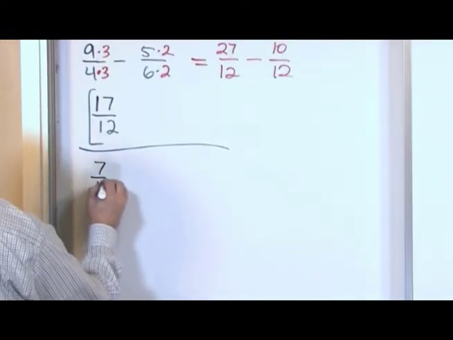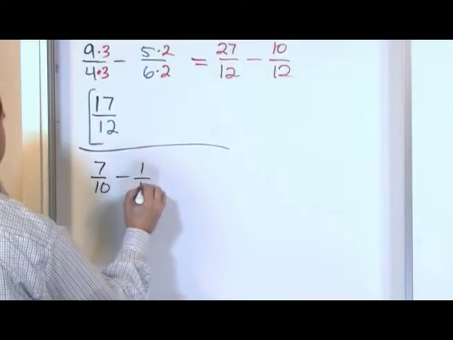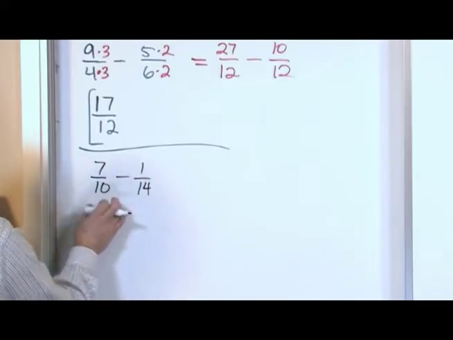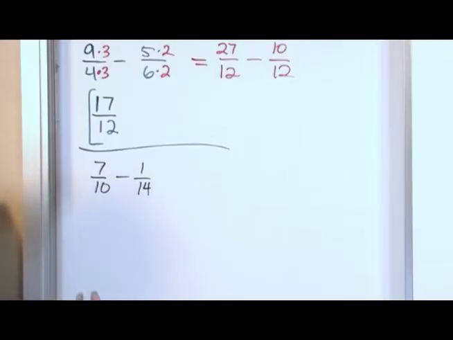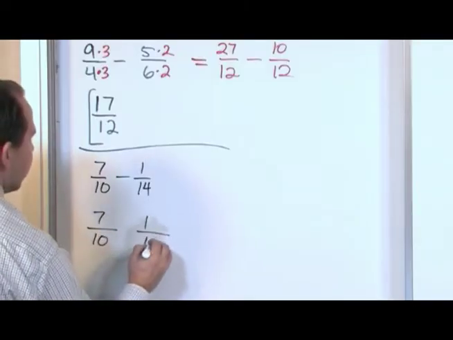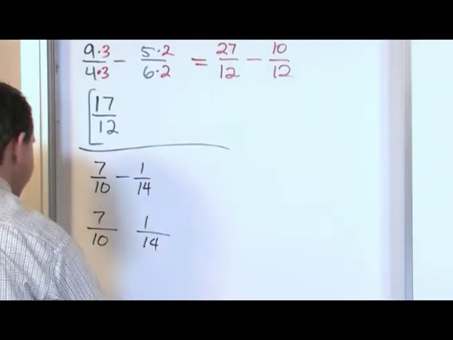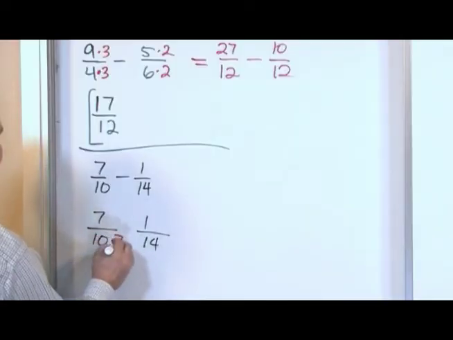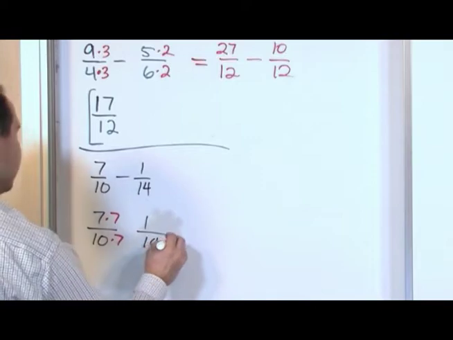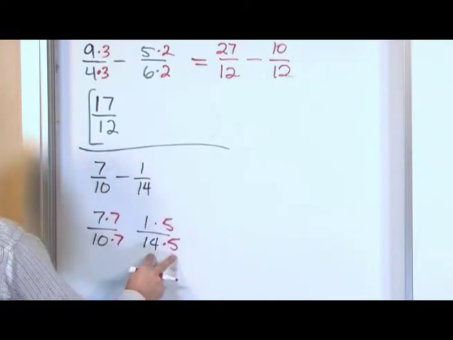Let's look at 7/10 minus 1/14. Looks like a very scary problem prior to today. But what we need to do is figure out a common denominator. What can we multiply these by to make them the same thing? I can choose anything I want, but if you play with it enough and think about it enough, if I multiply this one by 7 on the bottom, I'm going to get 70. I've got to do it on the top to make it legal. If I multiply this one over here by 5, I'm also going to get 70.